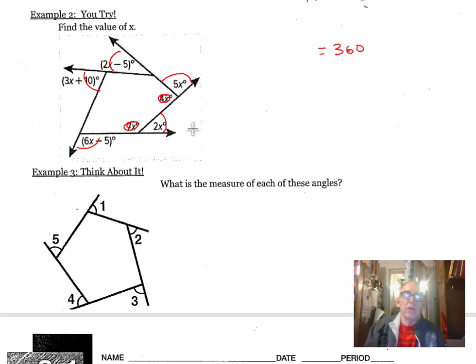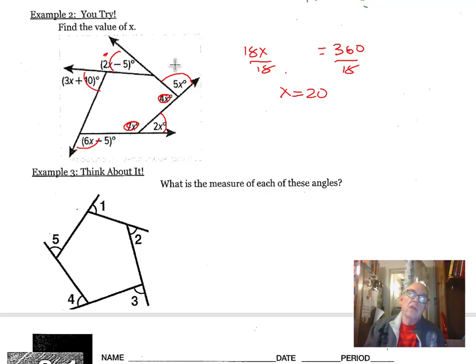Let's see what we have. Looking at the x's, starting up here, 2 plus 5 is 7, 9, 15, 18 x's. Looking at the numbers, we have a -5, another -5, that's a -10, and that cancels out the other 10. So 18 x's is 360, divide both sides by 18, x is going to be 20. And all we had to do is find the value of x.